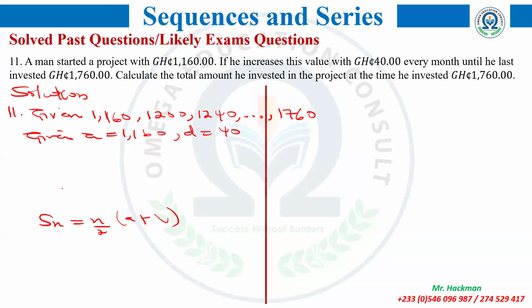So at that point, you know your N value that you have there. And your N value will be, I think, 16, I guess. So it means you are finding S sub 16. And that will give you 16 over 2, into your first term, which is 1160, plus your last term, which is what? 1760. Is my point well made?